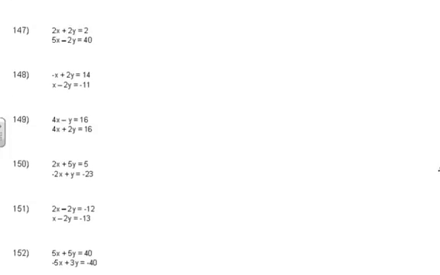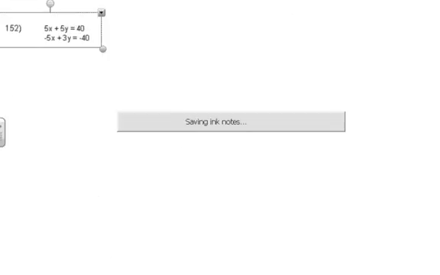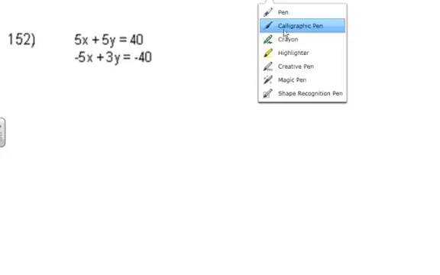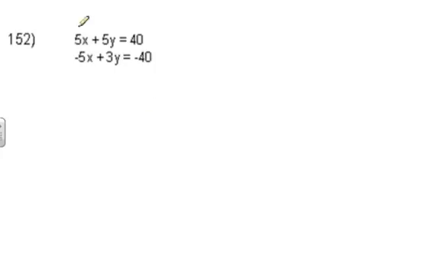Okay, 152. All right, same process again. We're looking for either variables by themselves for substitution, or we're looking for coefficients that are the same or opposite. So which ones are we going to eliminate here, x's or y's? X's, okay, because I have opposite coefficients. So what's my method then? I just add.